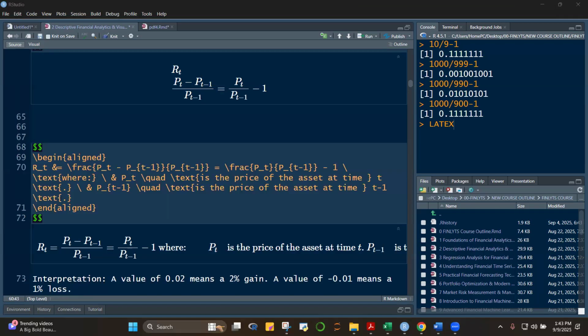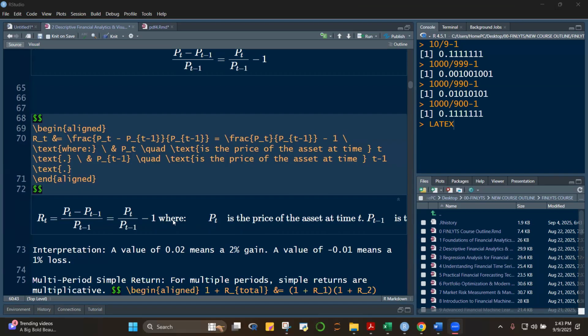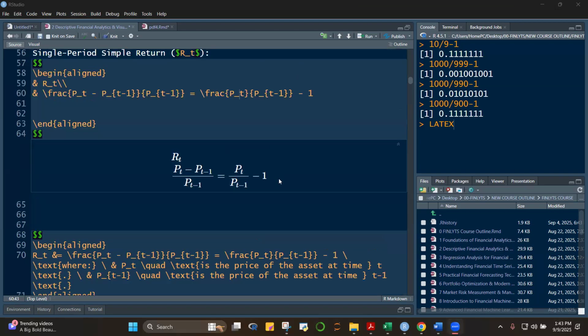Okay, good. All right, so next, class. How about this? Where P sub t? Let's put this in the next line because it's not good anymore to put where here. So how do you put it in the next line? Double slash here.